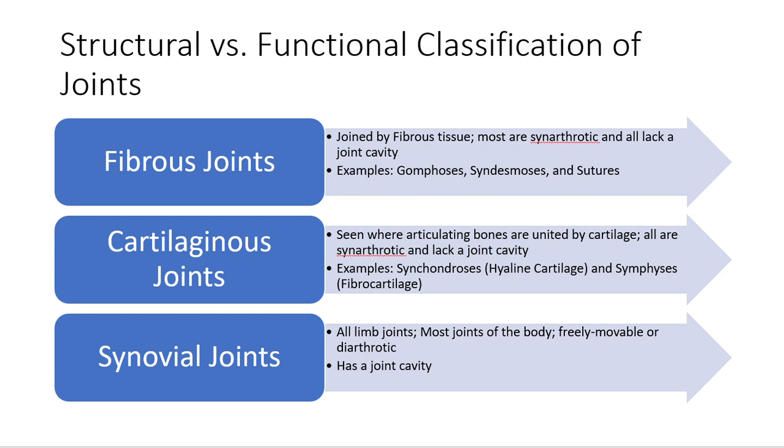There's also another classification besides synarthrotic and diarthrotic, and that is amphiarthrotic. Amphiarthrotic means slightly movable. And for really long ligaments, or longer syndesmoses, we might see a little bit of gliding, and so that might make some fibrous joints amphiarthrotic.